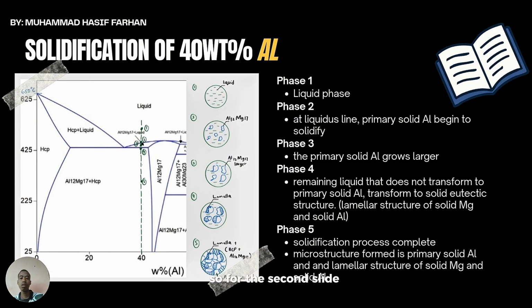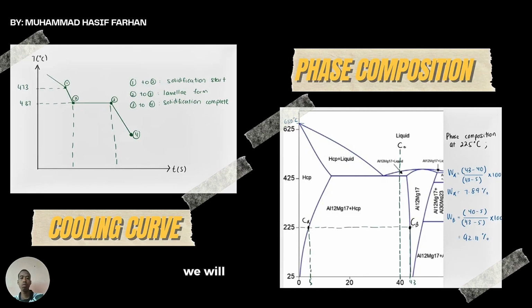For the second slide, we will show the cooling curve and the phase composition. For the cooling curve, the graph on the left shows how the temperature stays constant during the eutectic reaction, which is the flat line from point 2 to 3, where the lamellar structure forms.